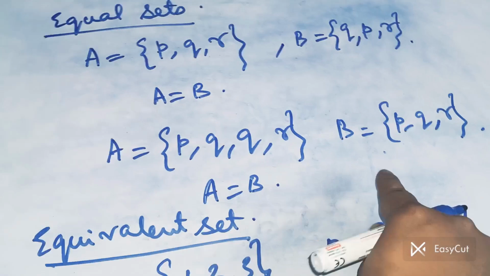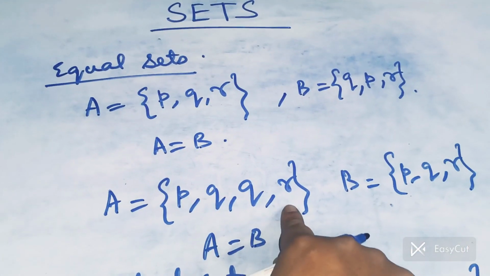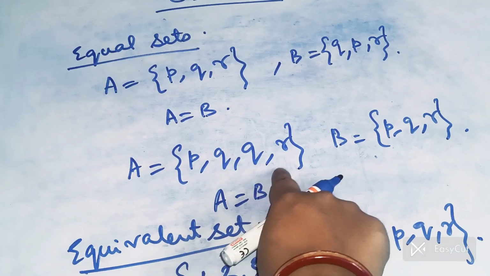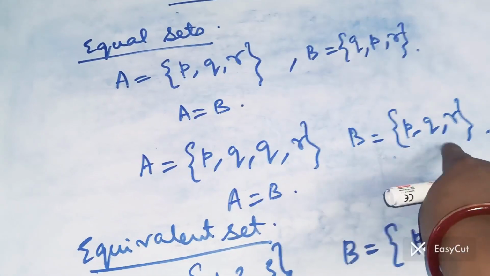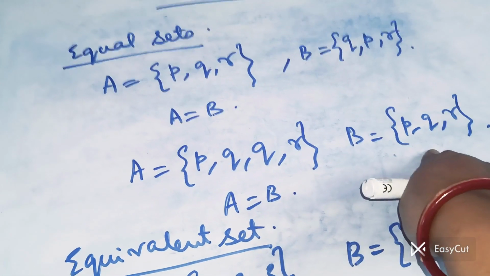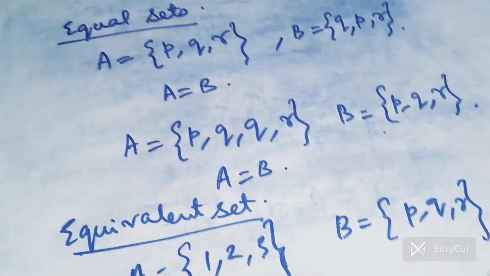Not the number, but the elements should be same. Here see, number of elements is not same. In the equal sets, the number of elements is not same. Here there are 4 elements, here there are 3 elements, but the elements are same. PQR, here also PQR. No new element is there in any of A and B.